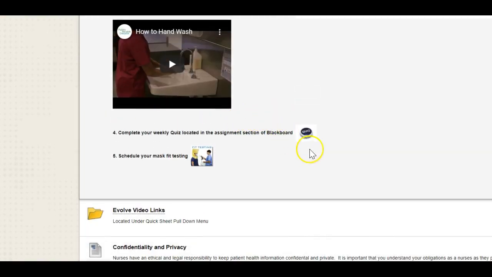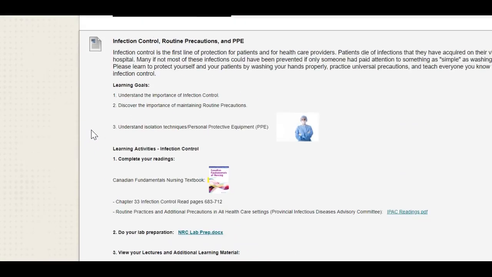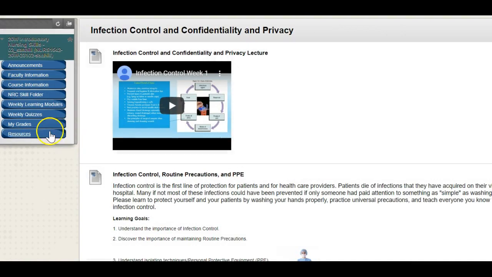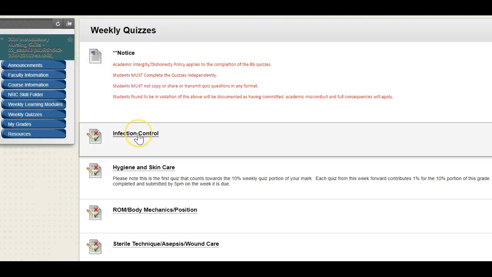What I've also done for you is, when there is a weekly quiz, I've put a prompt in here just to highlight to you to go and take a look at that. So that's our weekly learning folder. When you do need to complete a weekly quiz, you will enter into the weekly quiz section. You will click on the quiz that you need to complete and follow the instructions to complete it.